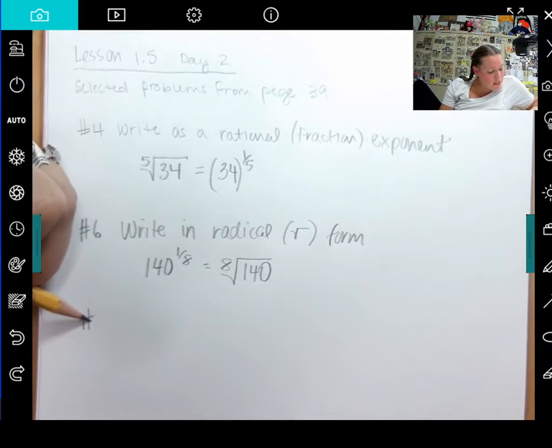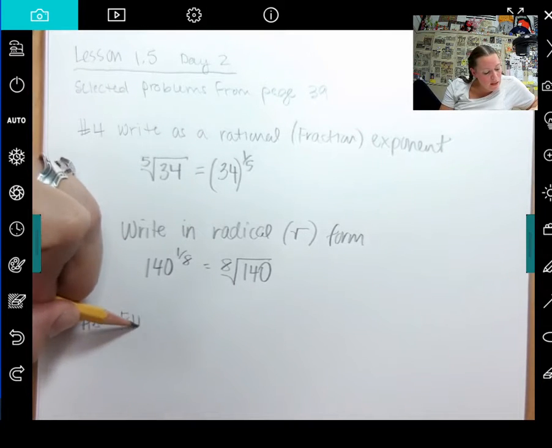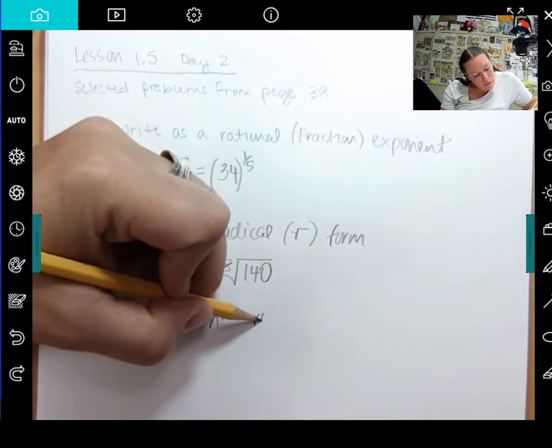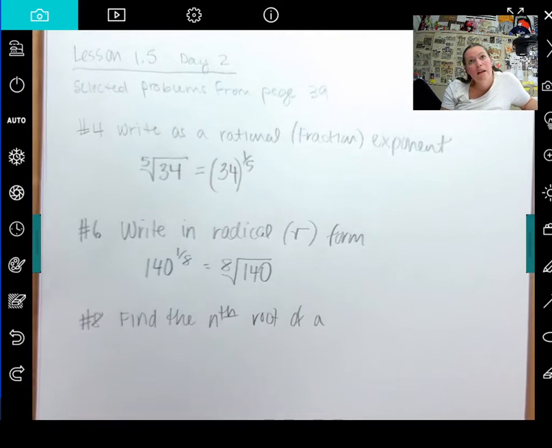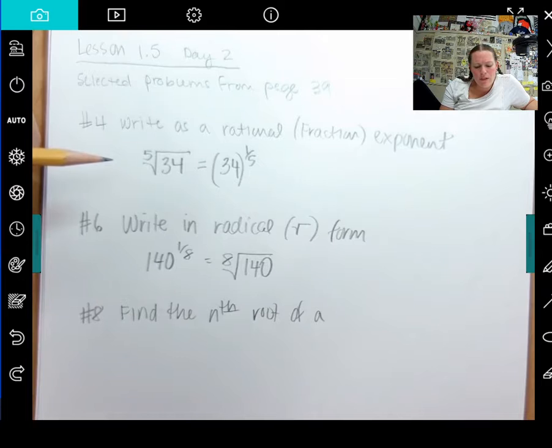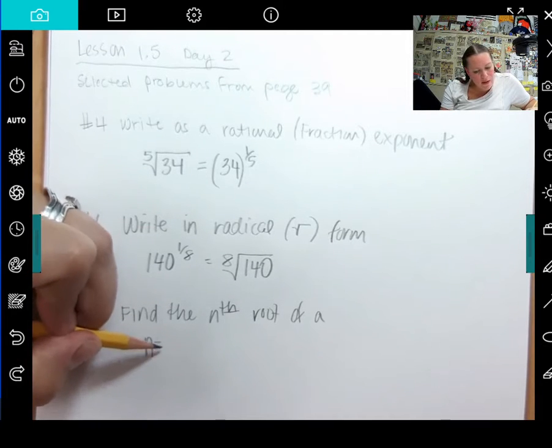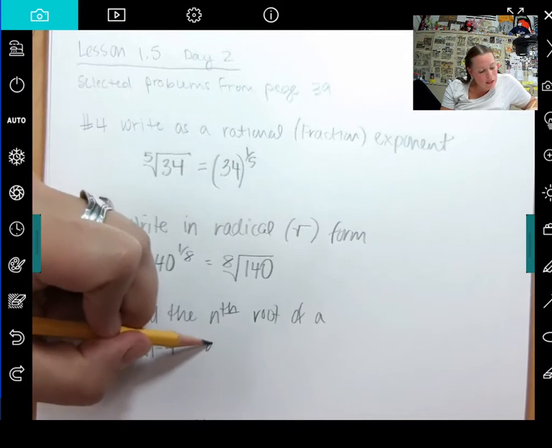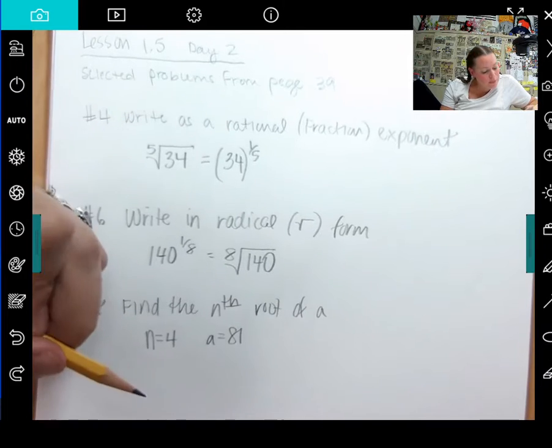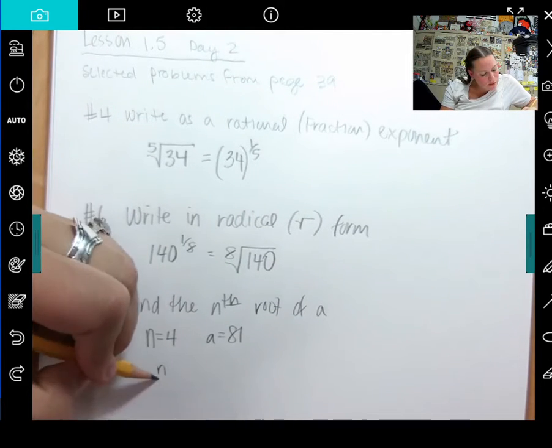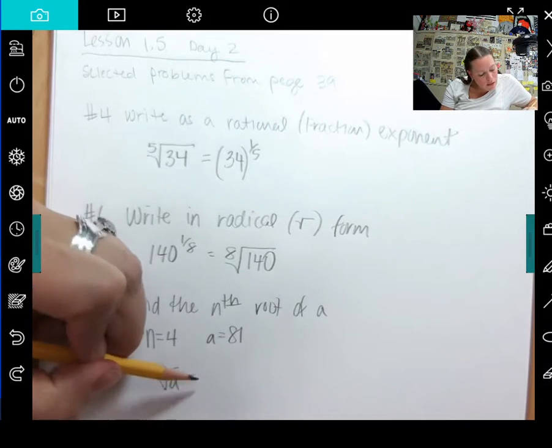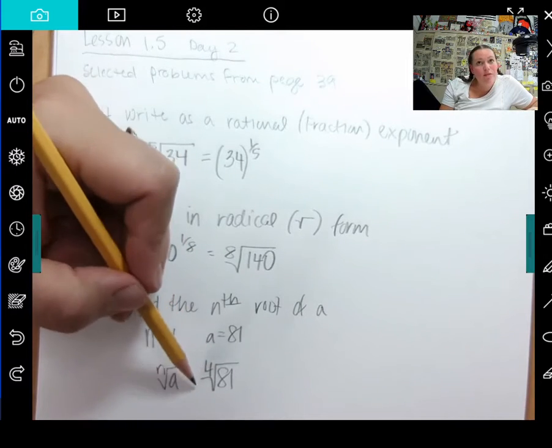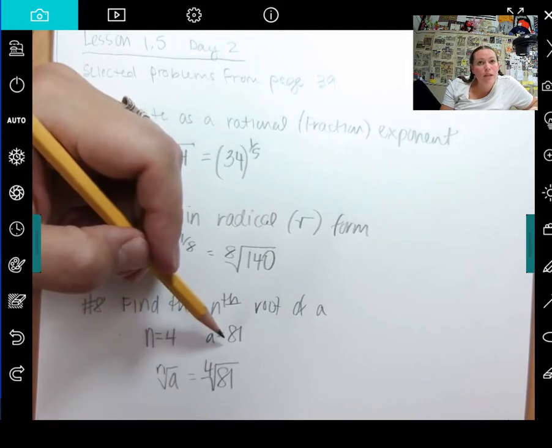For number 8, find the nth root. So find the nth root of A. So there's, I think, 4 problems here where they give you an n value and an a value. So the n value is the root number. So find the 4th root of 81 in this case. So the nth root of A would be the 4th root of 81. I would choose to rewrite this as a fraction. I think fraction radicals are a little bit easier to understand.